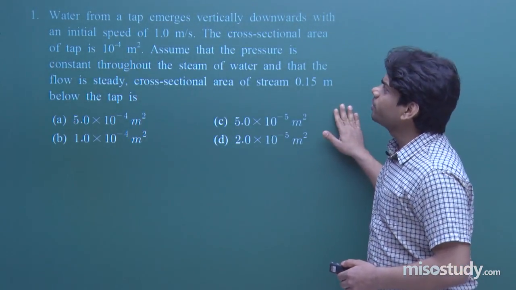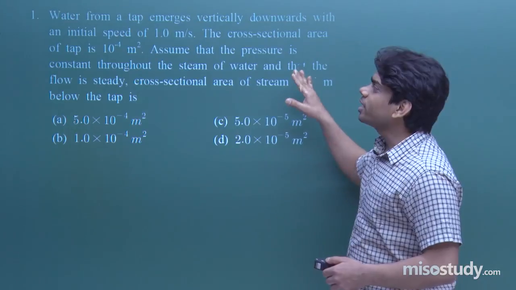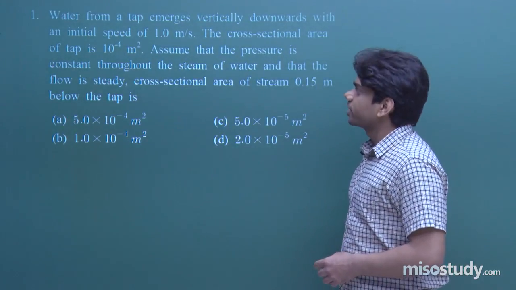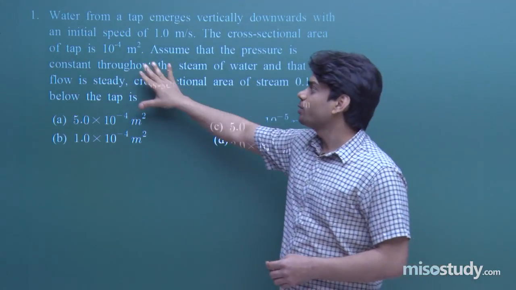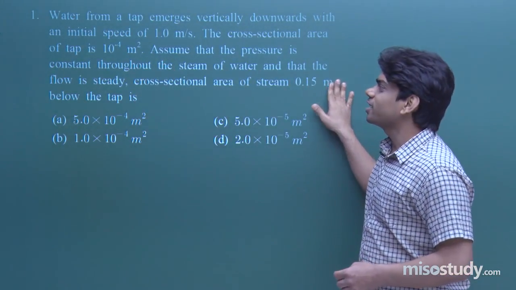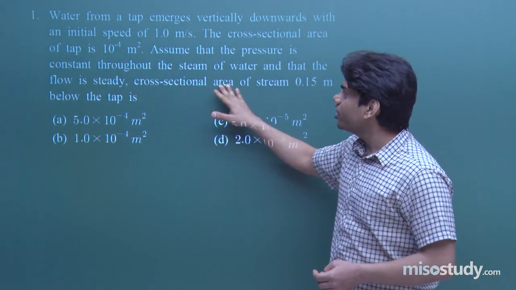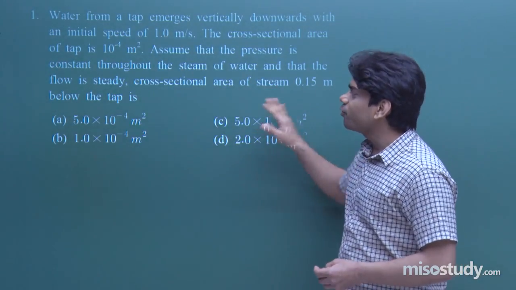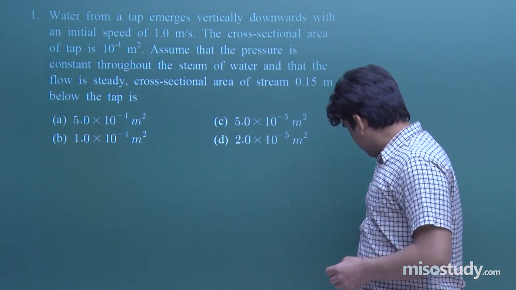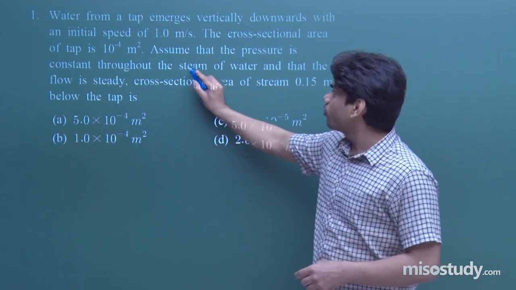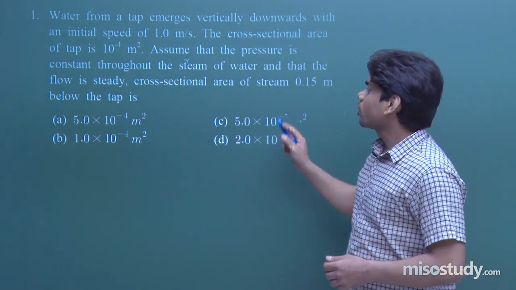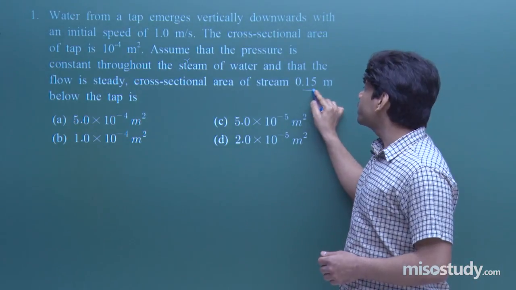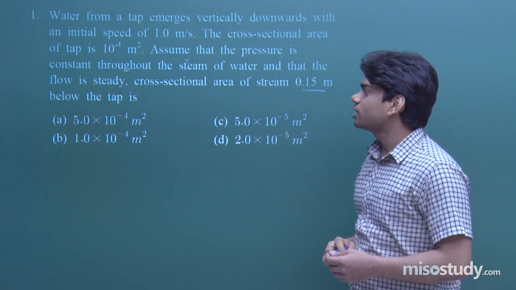Water from a tap emerges vertically downwards with an initial speed of 1 meter per second. The cross-sectional area of the tap is 10 to the power minus 4 square meter. Assume that the pressure is constant throughout the stream of water and that the flow is steady. Let me tell you that this is a stream of water, need not get confused, and that the flow is steady. The cross-sectional area of the stream 0.15 meter below the tap is.